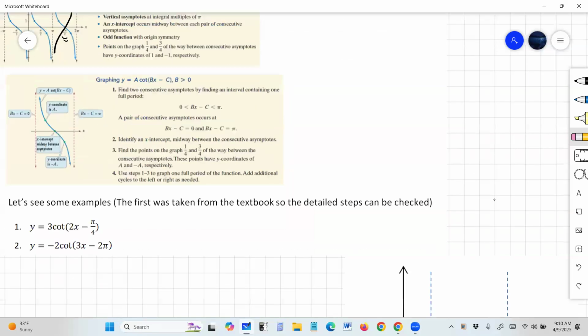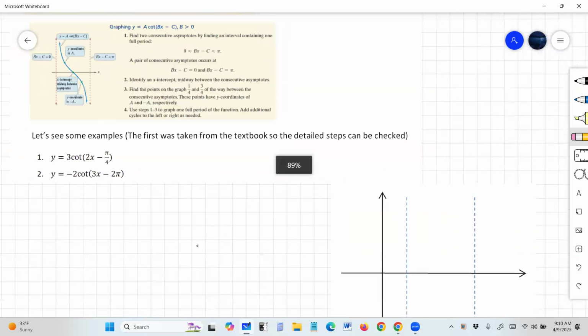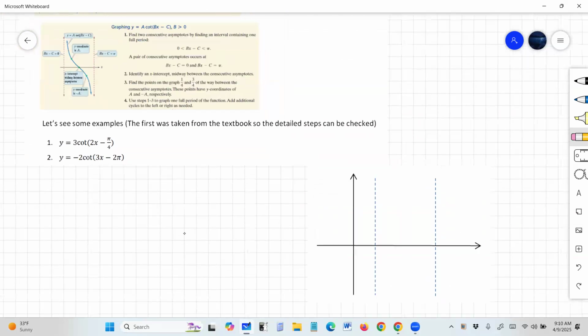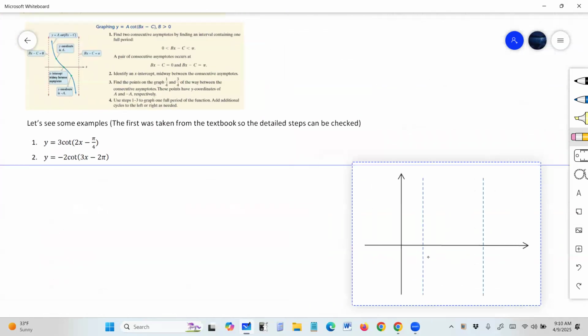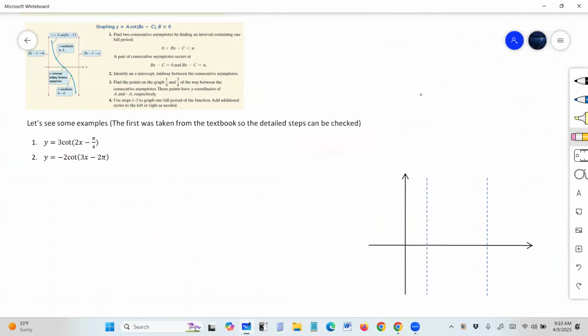All right, so let's scroll this up a little bit and make it a little bit smaller. I'm going to move this over here. Now let's take a look at the first example. Again, we're not interested in the amount of dilation here. In this case it is 3. We can't see it from the graph. We are just interested in the fact that it is positive, which means I'm going to have a regular cotangent.